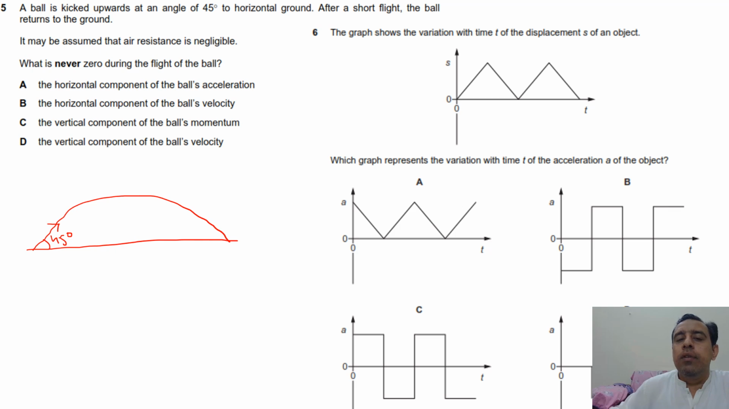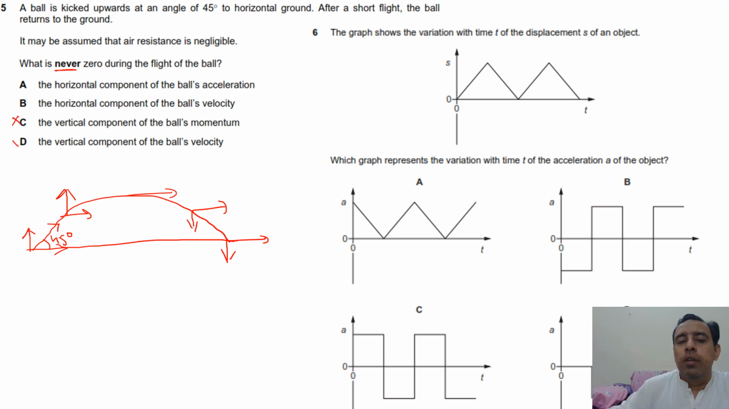What is never zero? Never is bold here. What is never zero during the flight? You know that in projectile motion, initially the body is moving in this way, so it has the horizontal and the vertical component of the velocity. Here we have the vertical velocity, but at the top there is no vertical velocity. So the vertical component of the ball's momentum is zero at the top, so it's wrong.